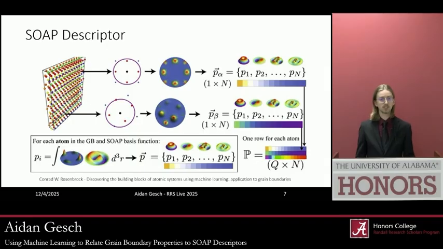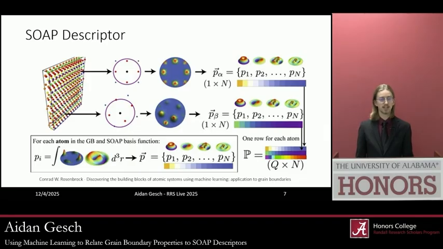So what is this SOAP descriptor I'm speaking of? The SOAP descriptor is a way to describe the environment around an atom without discussing its position or orientation. We start with a central atom and convert the surrounding atoms within a cutoff radius to Gaussian density functions. This height represents the probability that an atom will be at that location. Then we combine the Gaussian distributions with a series of spherical harmonics and radial basis functions.